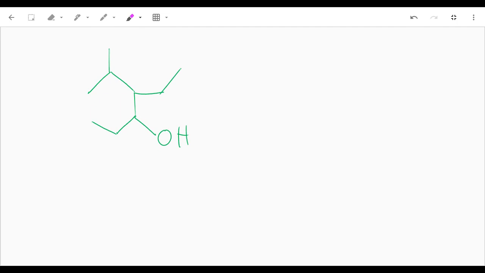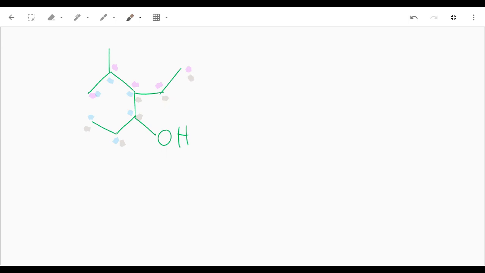Here we have a drawing that we need to name. There's potentially a lot of different ways, because we have branches involved with this, that you could number this. You could go 1, 2, 3, 4, 5. You could go 1, 2, 3, 4, 5, 6. You could go 1, 2, 3, 4, 5, 6. So which one do we end up using?